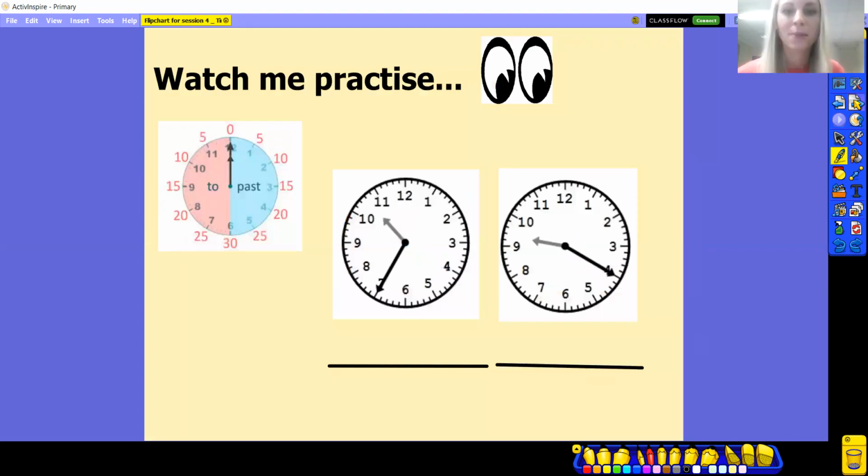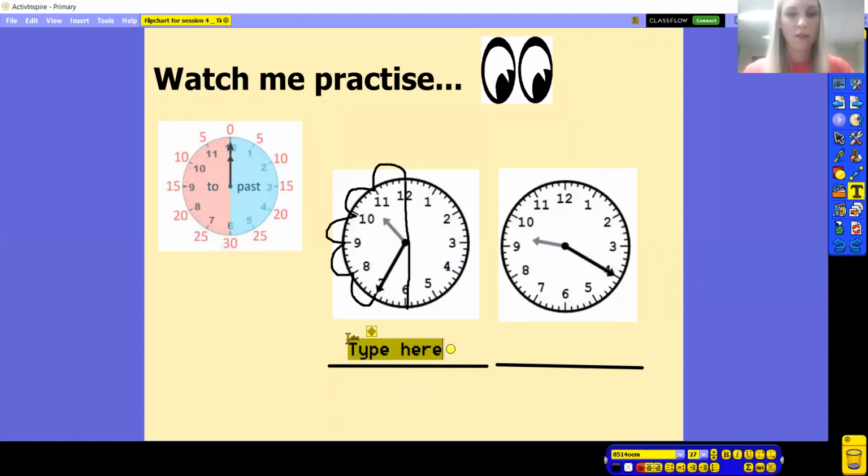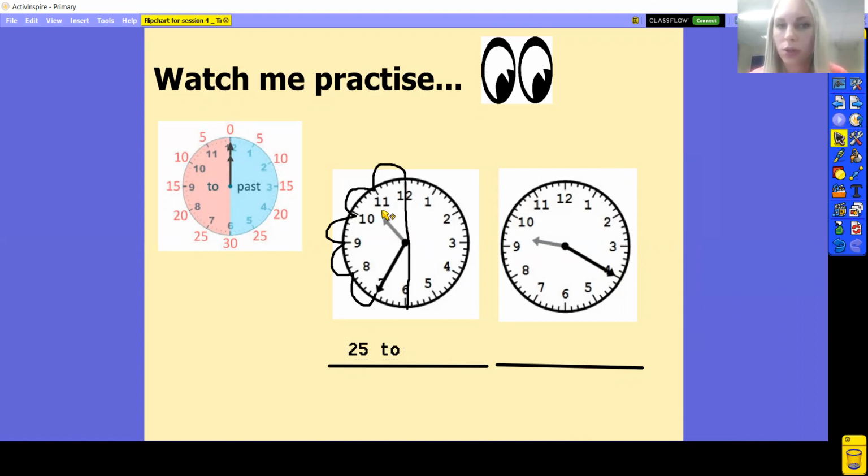So you can watch me practice. So split my clock in 2. I can see my minute hand is on the to side of the clock. So I'm going to count that way in my 5, starting from 0, 0, 5, 10, 15, 20, 25. And I'm on the to side. So it's 25 to. Now I'm looking, because it's to and not past, I need to see what hour number my hour hand is going towards. It's coming towards 11. 25 to 11.